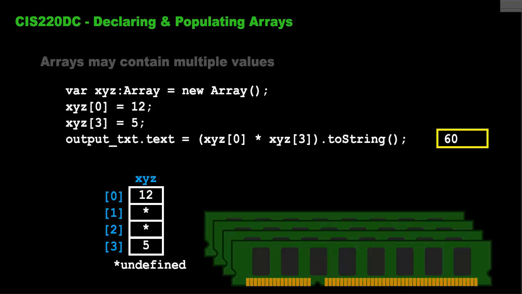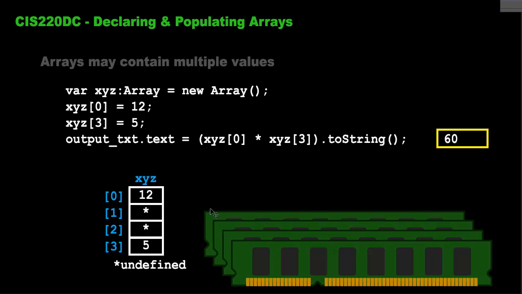I declare an array just as I would declare any other data type variable, but I declare it as an array, and I can declare it as a new array object. And then I can assign values to that array based on index numbers, and the index numbers occur inside of square brackets. So I can assign xyz sub 0, refer to that as xyz sub 0 or element 0, and assign it a value of 12. And then I can assign element 3 a value of 5.